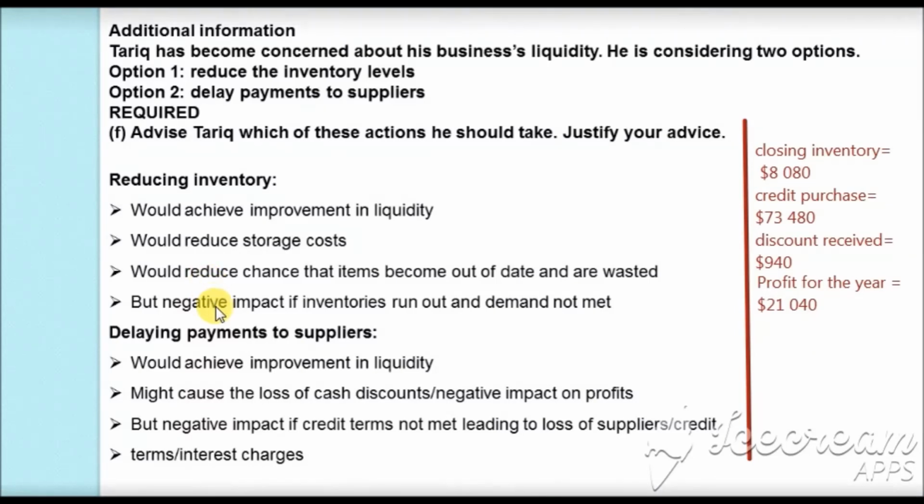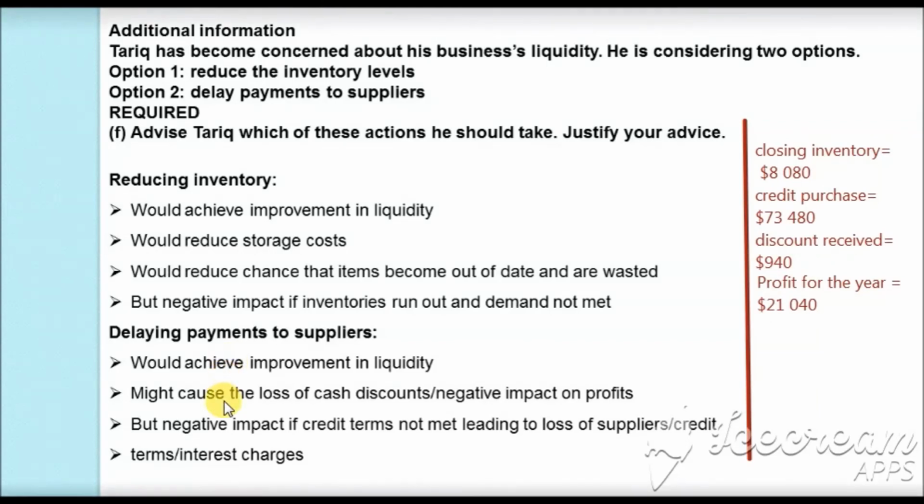However, the negative impact of this course of action is that there may be no buffer inventory available in the business, and if the demand of the product increases, then they may face a problem because they may not be able to satisfy all the demand which exists in the market, and because of this the customers may have negative publicity about the product, and this may have a bad impact on the business. So the next option which we have is the delayed payment to the supplier. If the amount which is paid to the supplier is delayed, and as it is not paid, you will have more cash in the business, and this will improve the liquidity of the business.